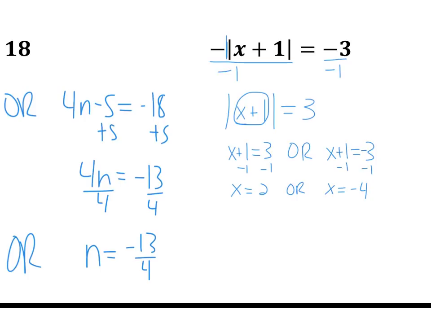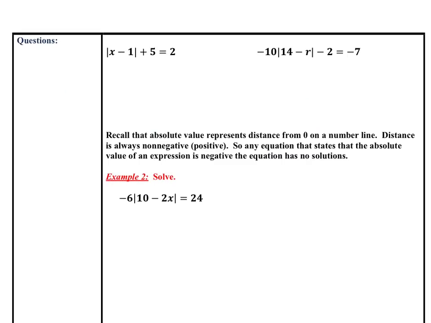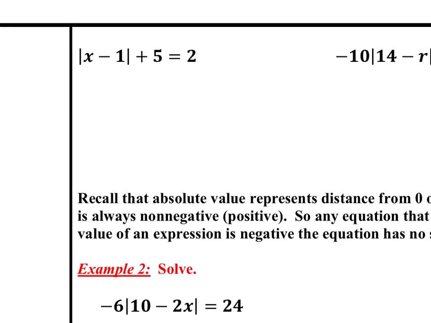Let's look at a few more on the back. On the back, we have more problems where there is extra stuff. So on this first one, the extra stuff is an added 5. So I need to get rid of that first. So I subtract 5. So now it says the absolute value of x minus 1 equals -3.